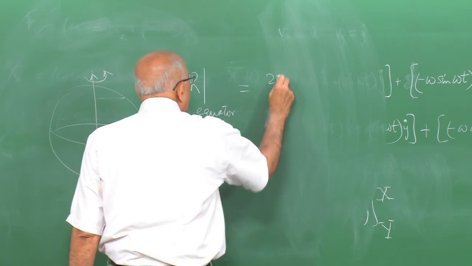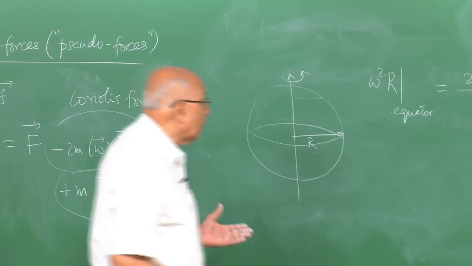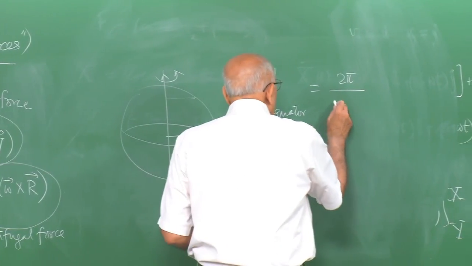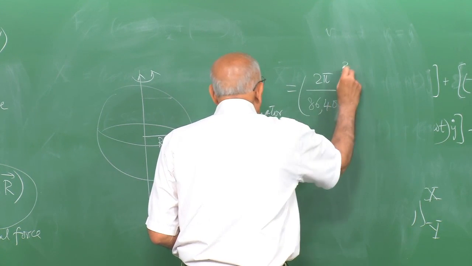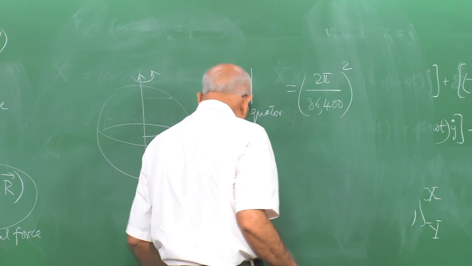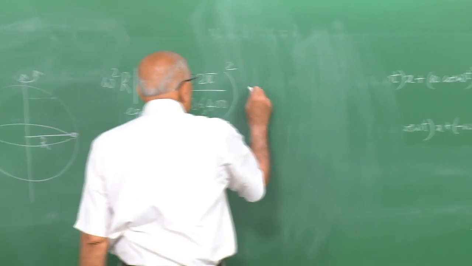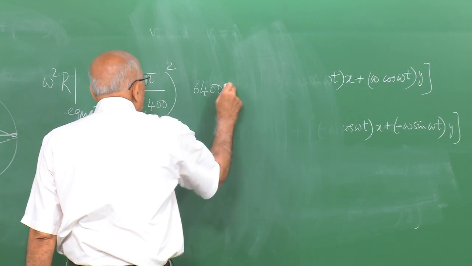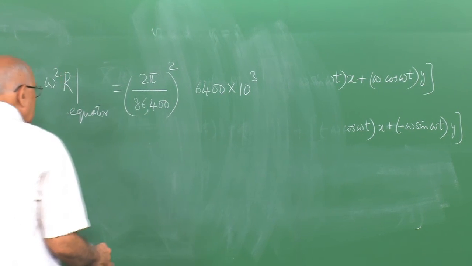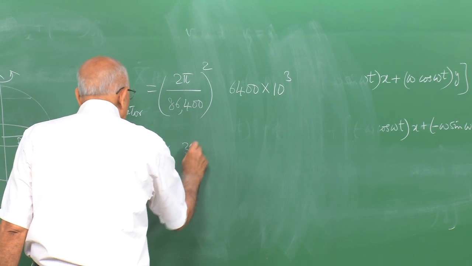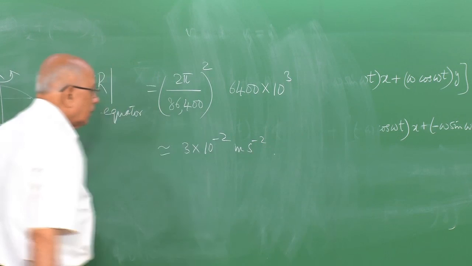So omega squared r on the equator is equal to 2 pi divided by the time period, which is 24 hours, and 24 hours as you know has 86,400 seconds. So we need to square this and multiply it by the radius of the earth, and the radius of the earth is 6,400 kilometers, so it is 6,400 multiplied by 10 to the power 3 in meters. And it is not hard to see, this number is well known. This is approximately 3 times 10 to the minus 2 meters second to the minus 2.